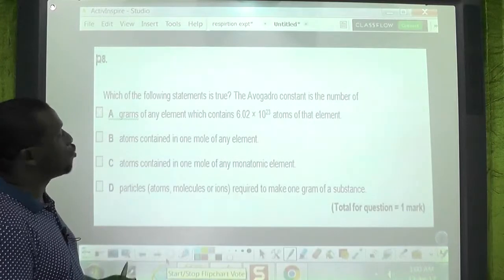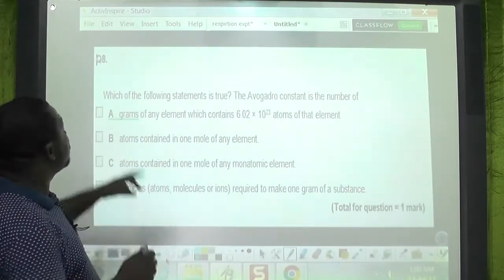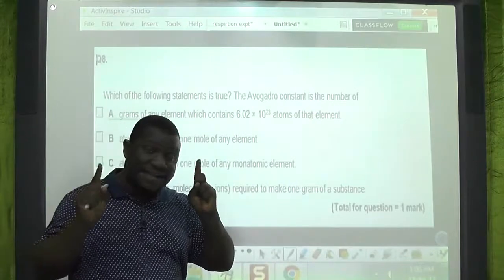Which of the following statements is true? Avogadro's constant is the number of... Remember, I defined Avogadro's constant for you.